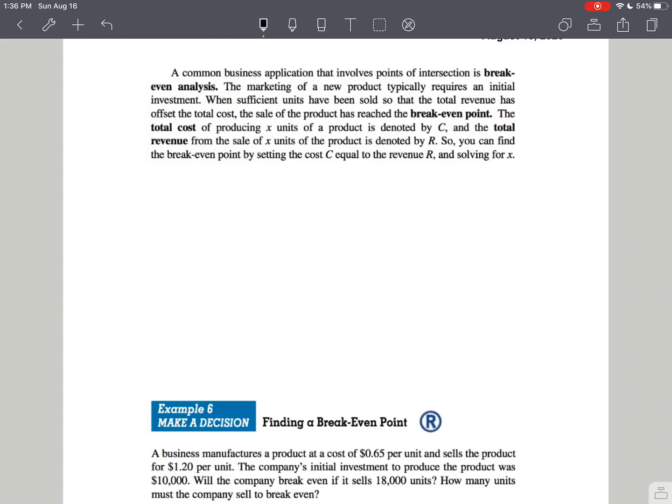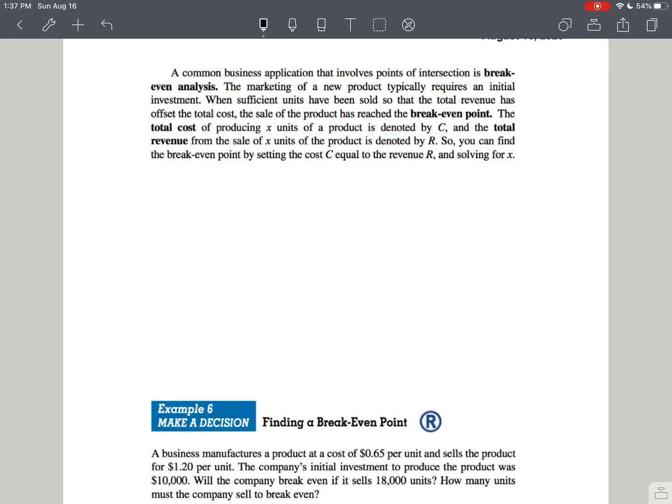In this course, Brief Calculus, we're going to learn some terms that we might not have previously been familiar with. So in these next examples, we're going to talk a little bit about the break-even point. We're going to talk about revenue, cost, the relationship. So a common business application is when you have break-even analysis.